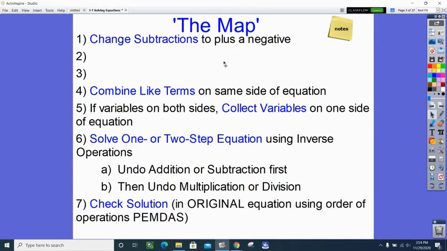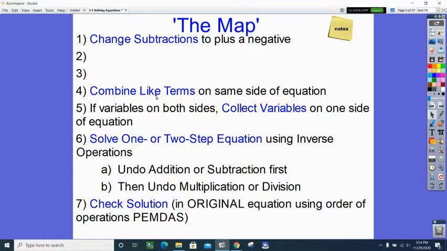So remember this map from the last video, and we had these blanks sort of here. So I'm just showing you the order. Now, a map, you have to do things from one to the next to the next. You don't jump from step 1 to step 6. So the first thing is you're going to change your subtractions to plus a negative. That's your same change. You don't have to do that, but if you're finding you're making mistakes with subtractions and negatives, try changing those. We're going to skip over these two right now.